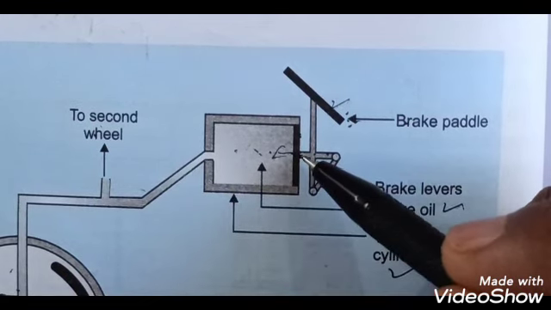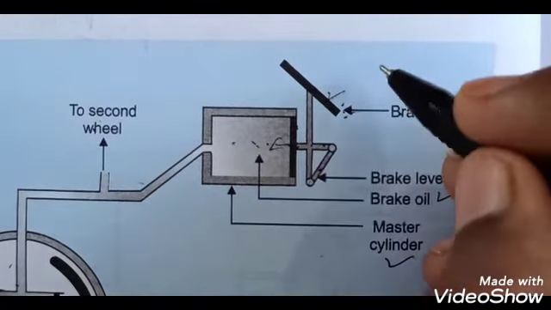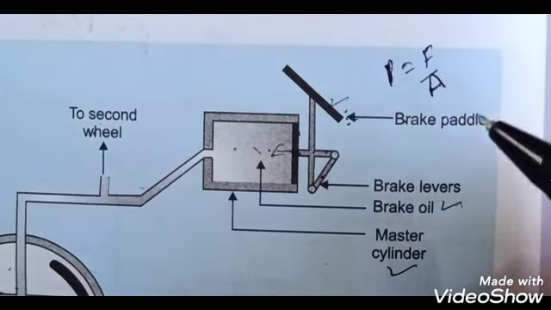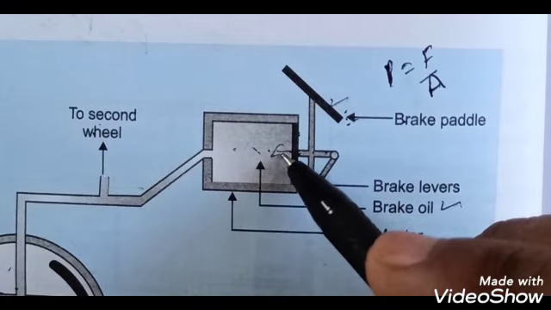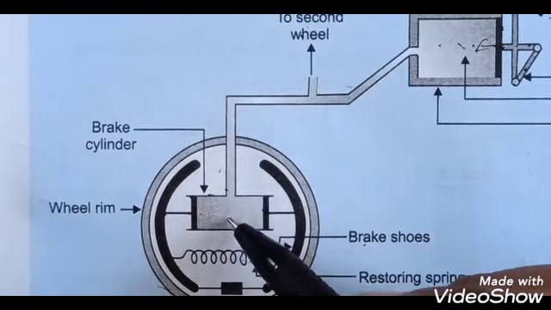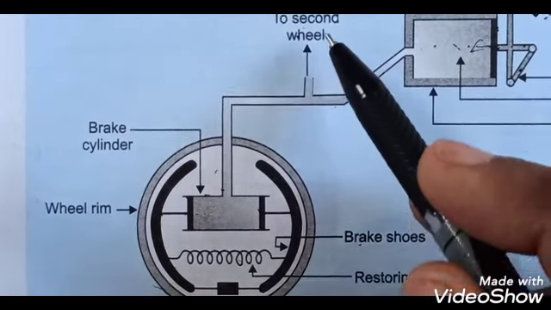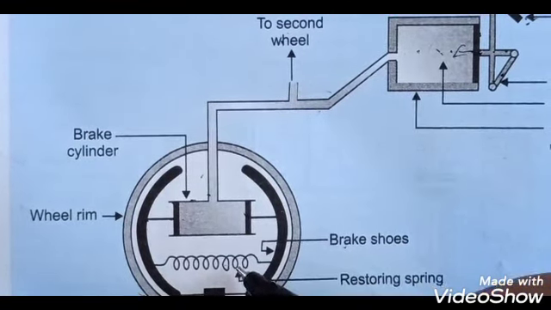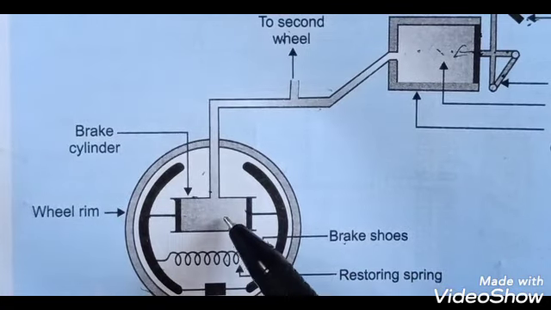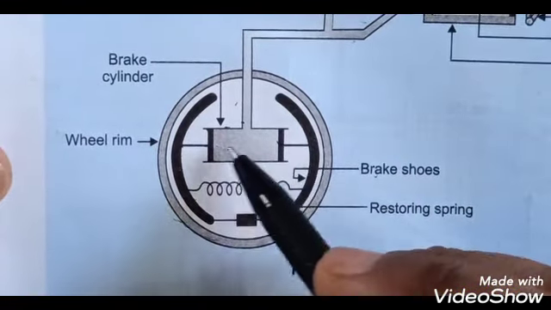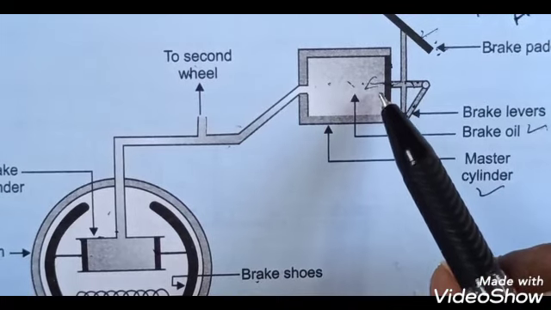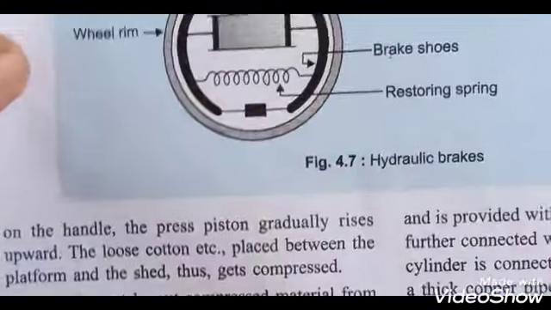Okay, force acting on the piston divided by area. We know pressure is equal to what? Force divided by area. So pressure is acting on the piston, that pressure is transmitted to the brake oil, and the pressure from the brake oil is transmitted to two wheels. One wheel is this, the second wheel is not shown, but the construction of the second wheel will be the same. And this fluid, brake oil, is pushed into another cylinder called the brake cylinder. The brake cylinder has two pistons on both sides. So pressure applied in the master cylinder is transmitted to the brake cylinder.